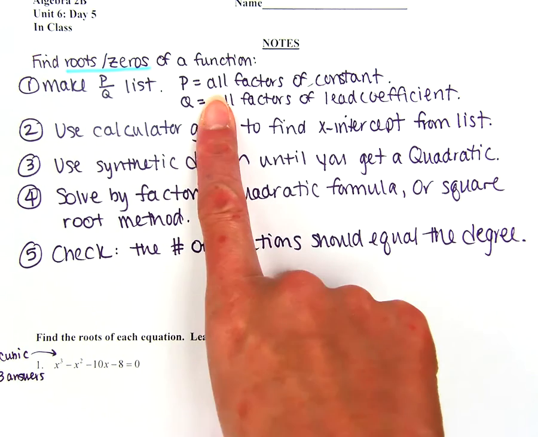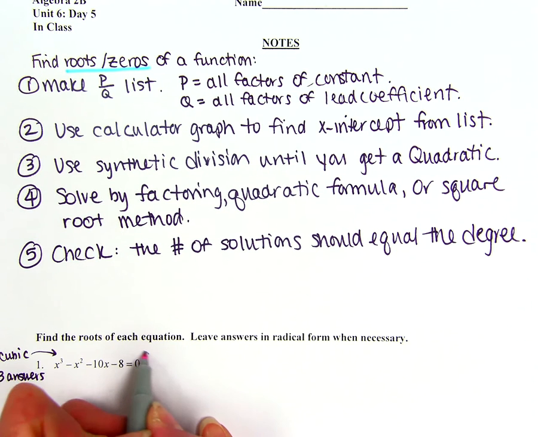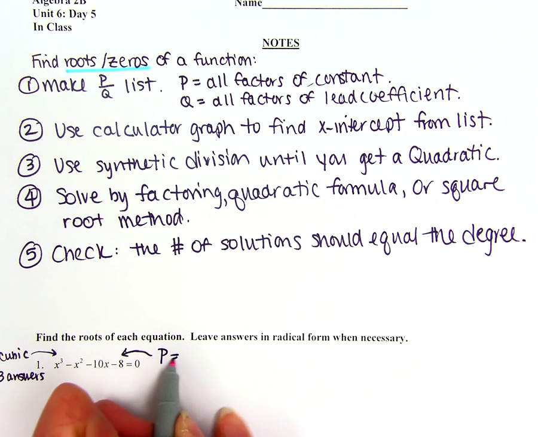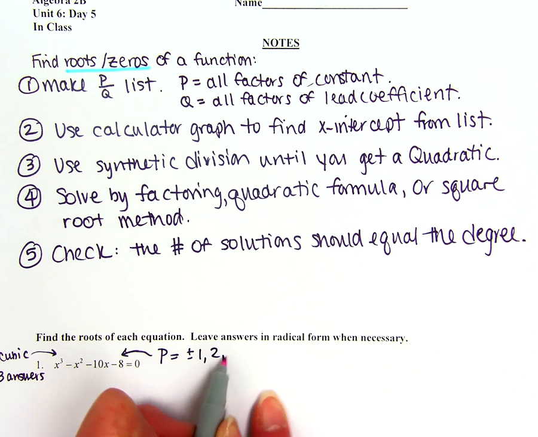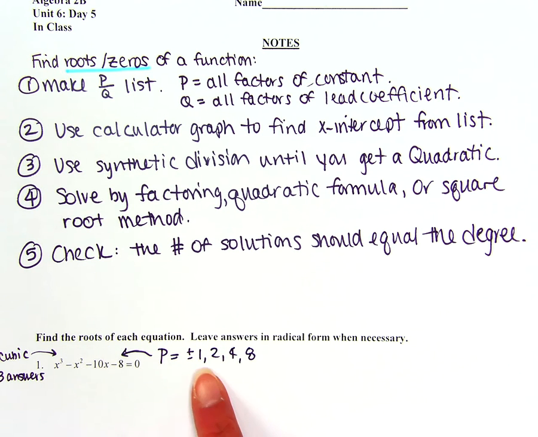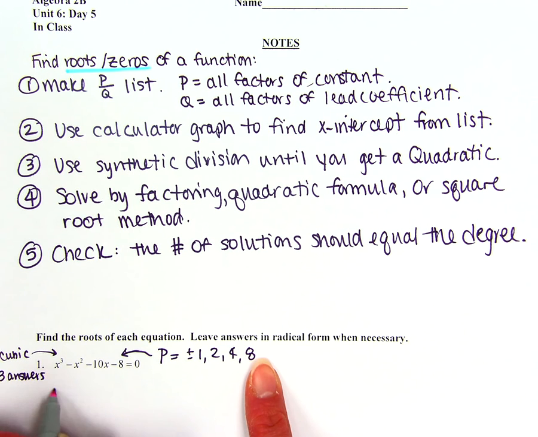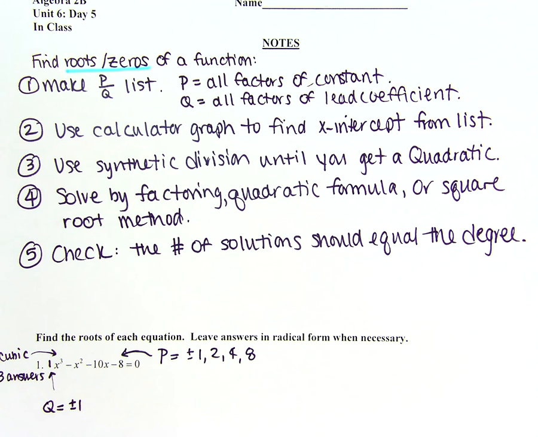So I'm going to make my list of p's over q's. P's are all the factors of 8. So that would be plus or minus 1, 2, 4, and 8. Because 1 times 8 or negative 1 times negative 8, that would work as well. Q is all my factors of my lead coefficient, which happen to be 1. So it's only 1 times 1 or negative 1 times negative 1.